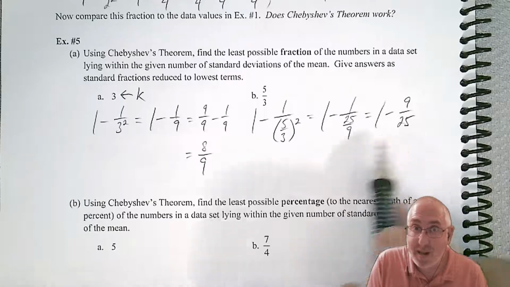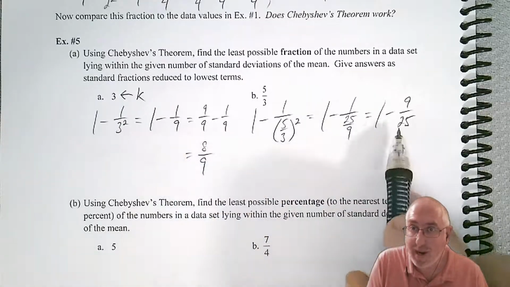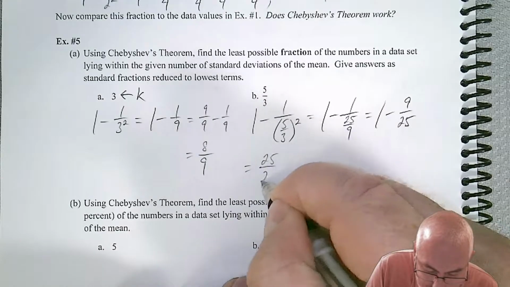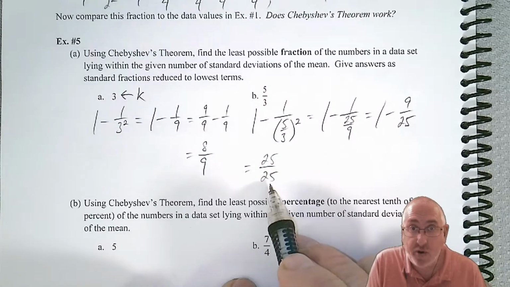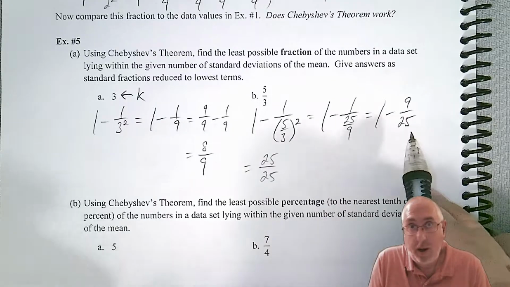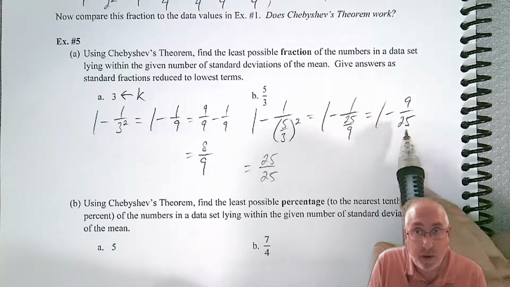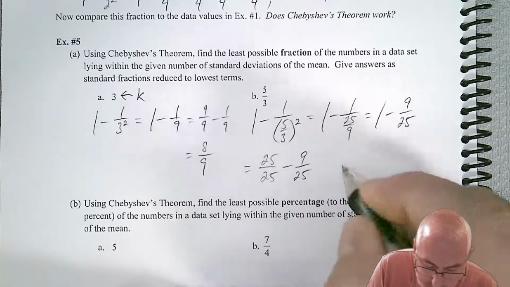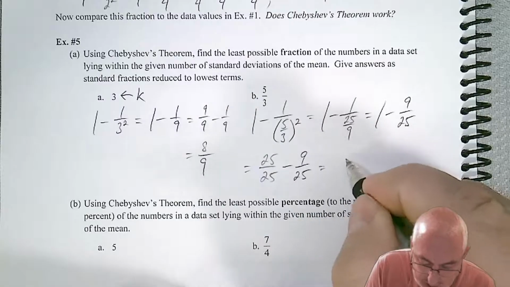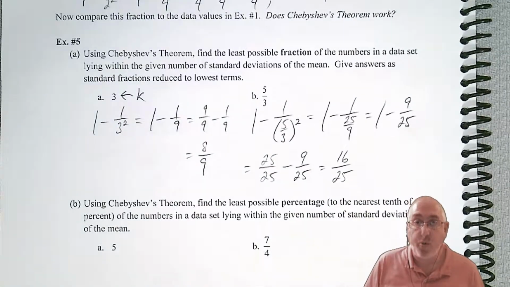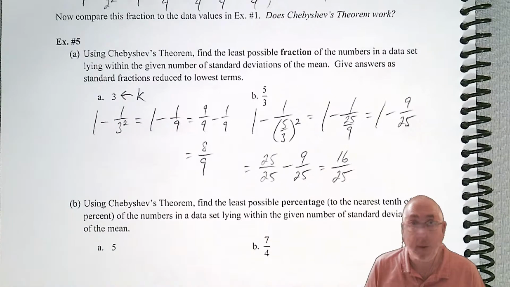But now we're at the same spot we were over here, so we've got to get rid of that 1. So let's change that to 25s. And again, the only reason I'm using 25 is because that's what the denominator was over here. You don't want to use anything else except what you're dealing with. So if we subtract 9/25, 25 minus 9 is 16. So 16 over 25. And we're done.